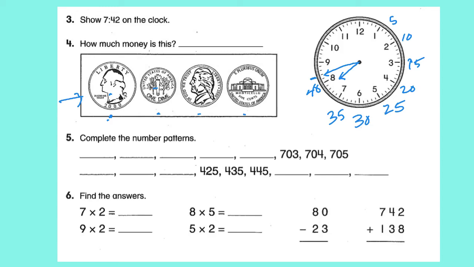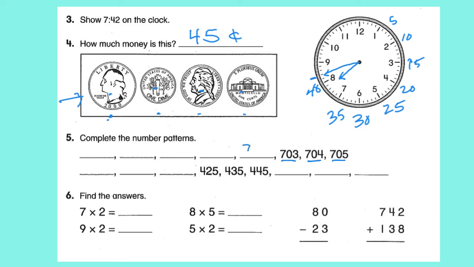25, 35, 40, 45. So we know this is 45 cents. All right, so let's go ahead to number 5 and complete the number patterns. Okay, so we're going to look at the end of this pattern, and it shows 703, 704, 705. So that pattern is going up by how many? Yes, 1.